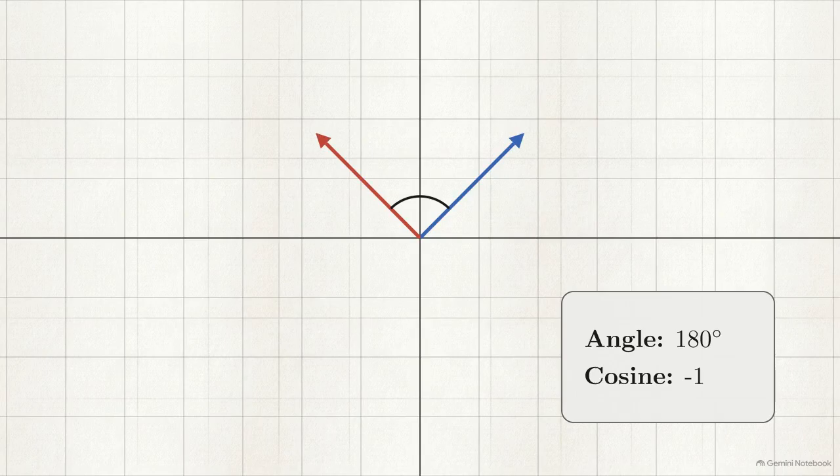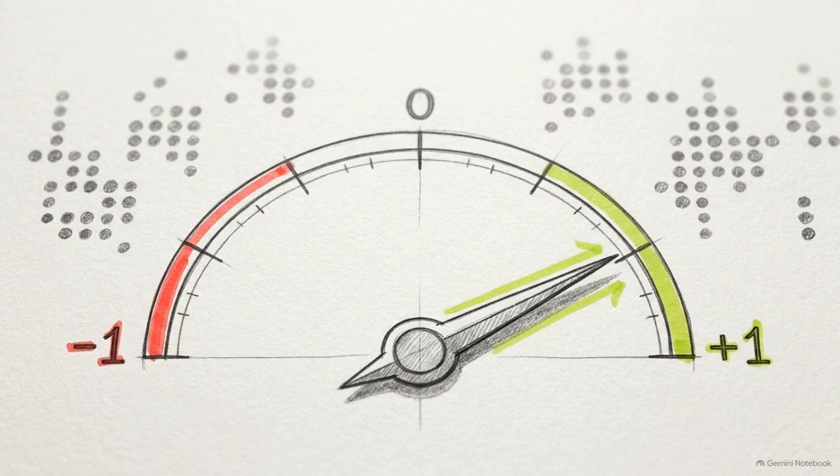Orthogonal vectors are perpendicular, sitting exactly 90 degrees apart. A 90-degree angle results in a cosine of 0, proving the datasets share no commonality. This spectrum from 1 to -1 provides a scale-independent gauge for measuring the relationship between data points.